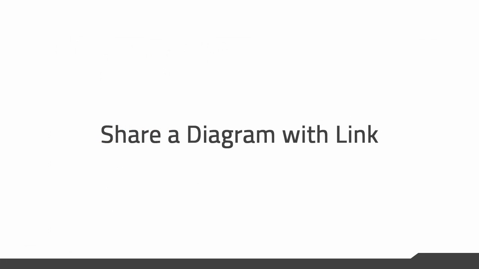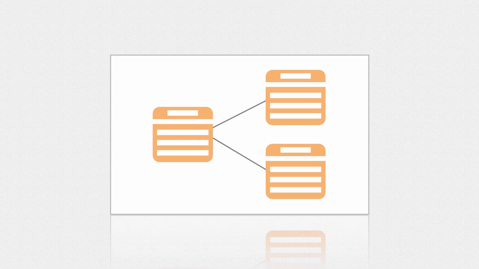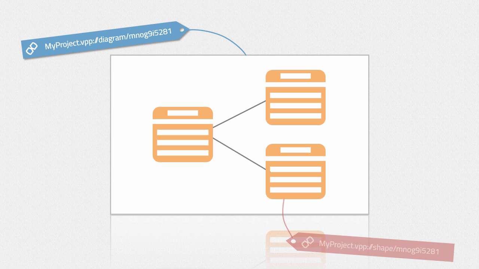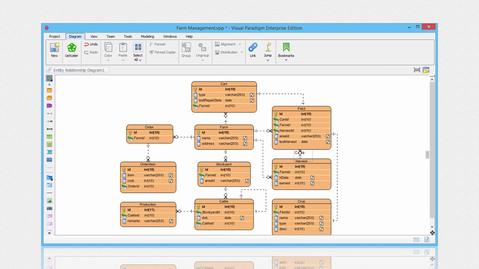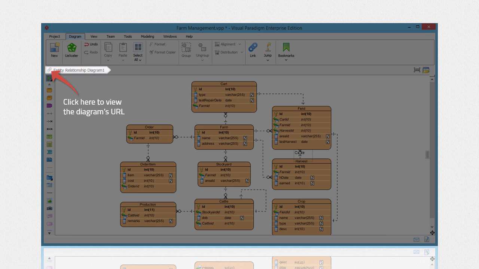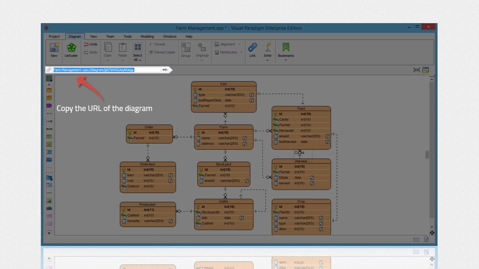Share a diagram location with your colleagues with a link. The concept of the link is simple. Every diagram and/or model element in your project has a unique link. You can share diagrams with teammates via the links. They can open the diagrams by opening the links. That's it. You can get the link of the opened diagram by clicking the chain icon on the breadcrumb bar. Just press Ctrl+C to copy the link and share it with your teammate.